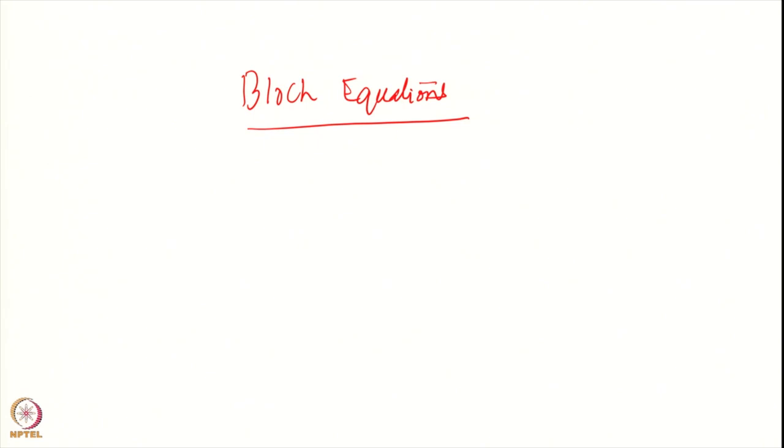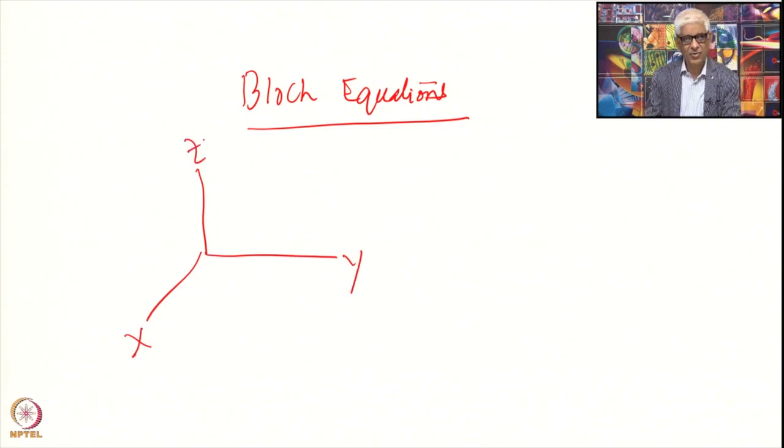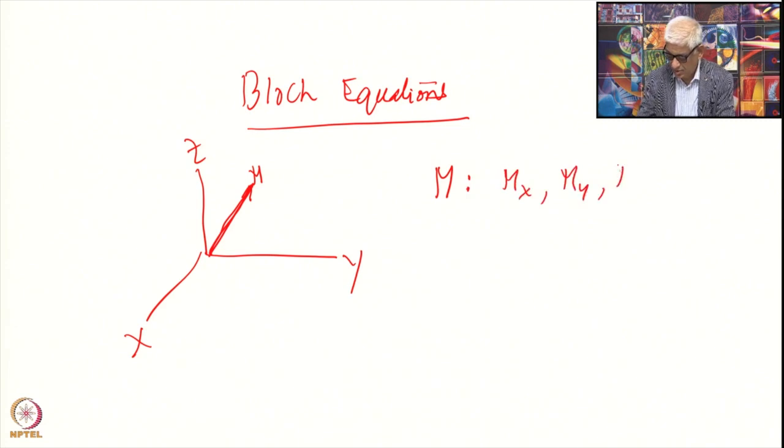In a very generalized manner, let us say we have the axes x, y, z, and we have a generalized representation of the magnetization, which is oriented somewhere like this. This is my magnetization M. Now the magnetization is a vector, right. So as a vector, I have components Mx, My and Mz. These are the components along the three axes. There is also this effective field.